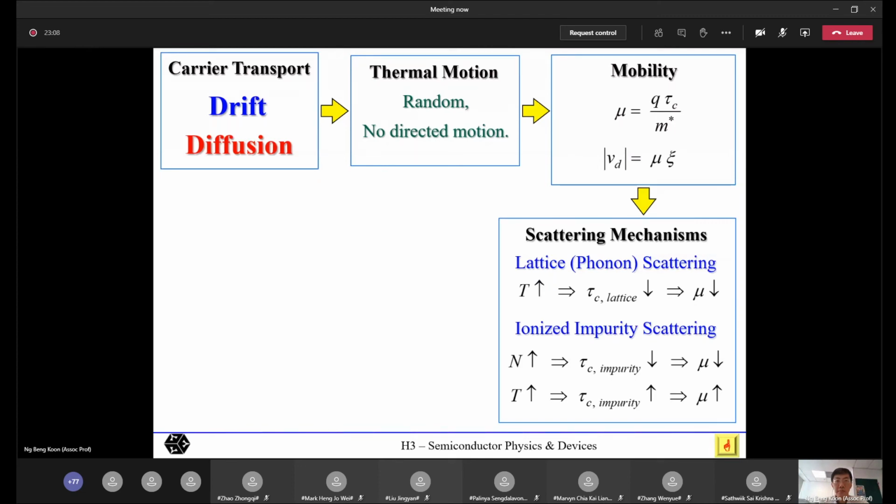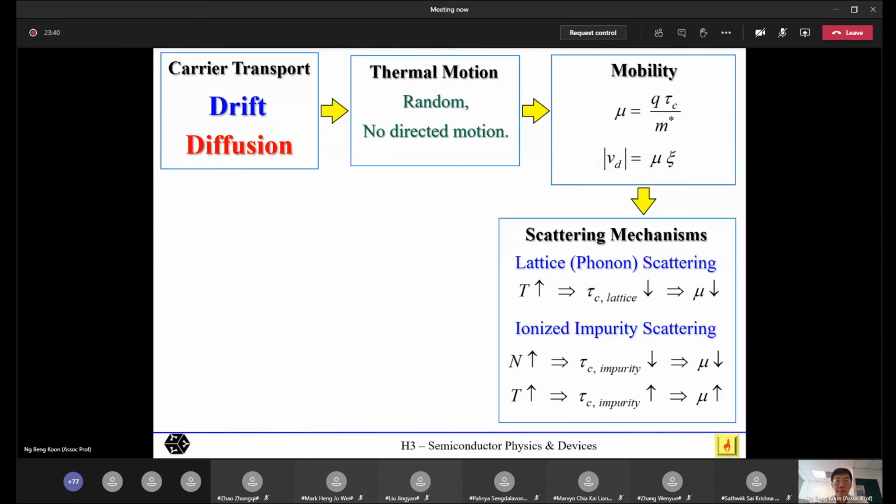In terms of temperature dependence, we find that in the case of ionized impurity scattering, when the temperature increases, the thermal velocity of the carrier goes up. So if it has a higher thermal velocity, when it gets near to one such ionized impurity atom, it does not spend so much time near it. If we spend less time near it, then its path of movement gets less affected. In other words, it gets scattered less.